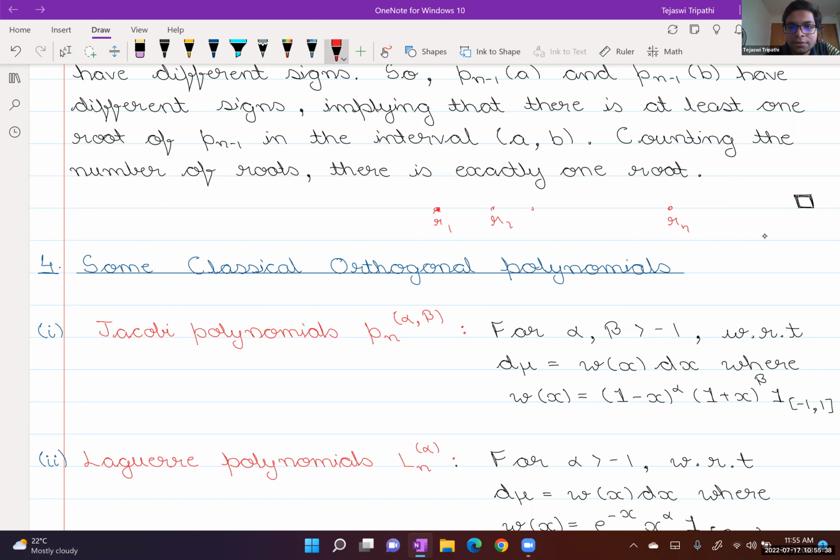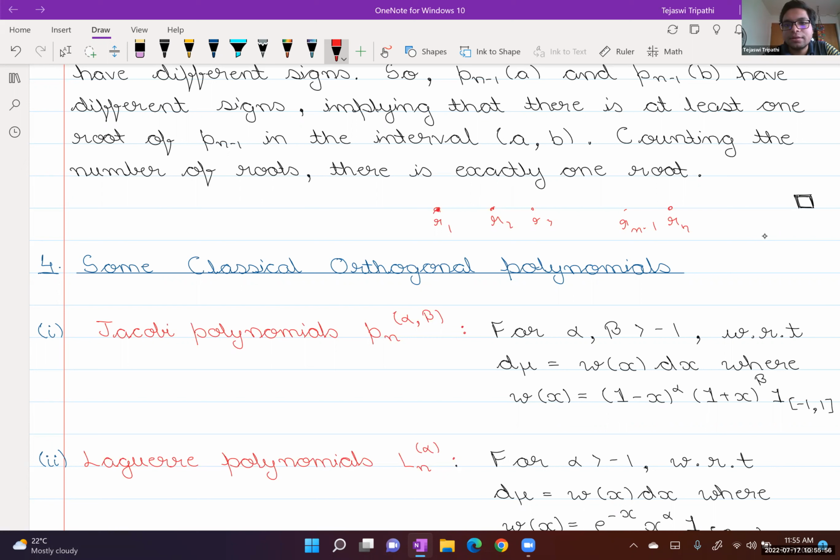So R2, R3, and Rn minus 1. And Pn minus 1 has exactly n minus 1 roots, right? I've shown that between any two, there is at least one. But it cannot be more than one, right?